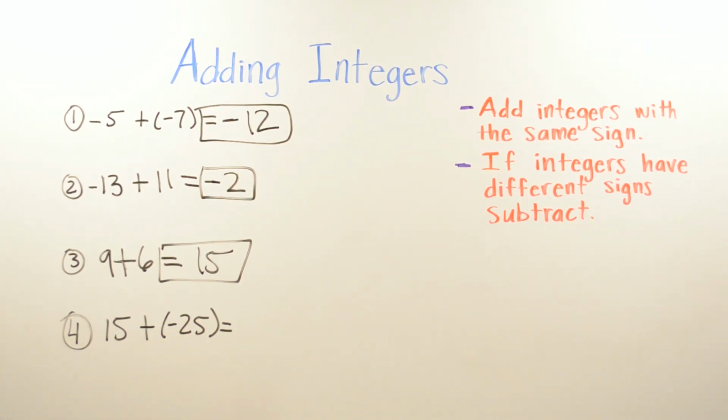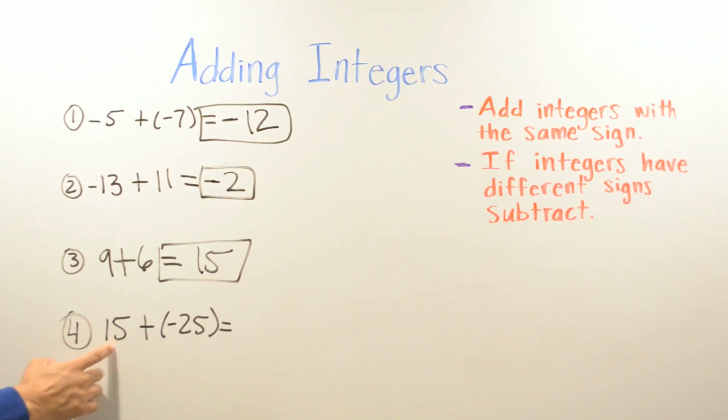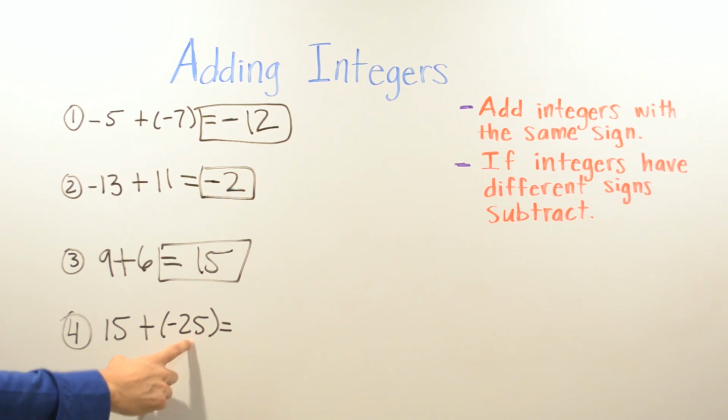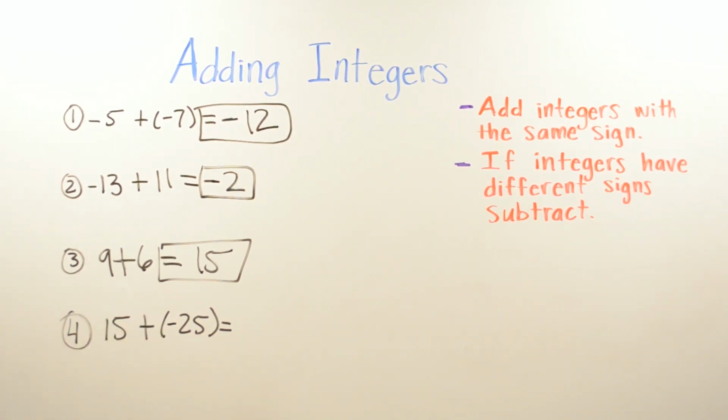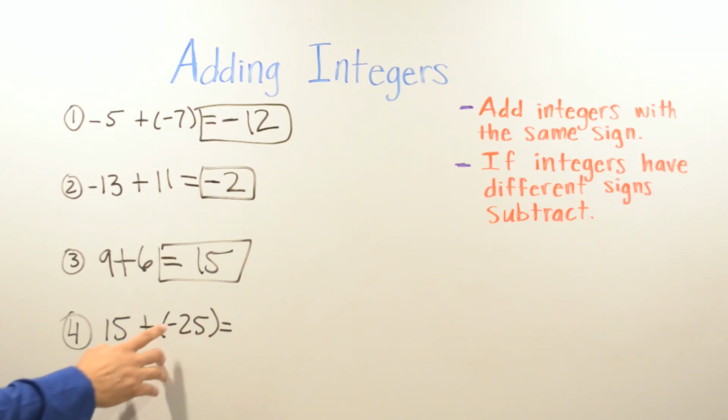Okay. Now, for number 4, we have 15 plus -25. So we look at the right hand side and it says if integers have different signs, we are going to subtract. So in this case, same thing I did for number 2. I go ahead and say which one is bigger, number 15 or number 25, not worrying about what sign's in front of the numbers. So here 25 is bigger than 15, so I'm gonna go ahead and look at the sign. What sign is in front of 25?